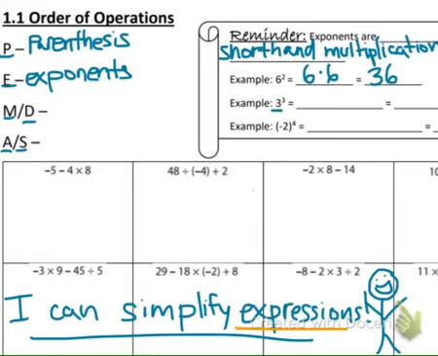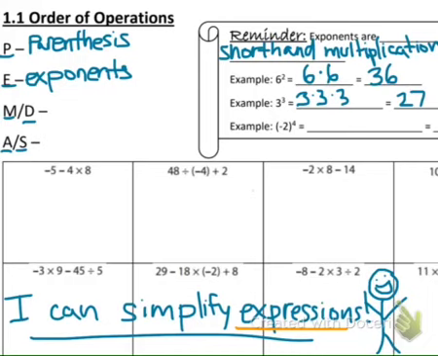The base is the number we're multiplying, and the exponent tells us how many times we're multiplying it by itself. In the first example, we took 6 and multiplied it by itself twice, so 6 times 6. In this example, we're taking 3 and multiplying it by itself, you guessed it, 3 times. So 3 times 3 is 9, times 3 is 27. If you don't believe me, ask your calculator. And then in this last problem, go ahead and give it a try.